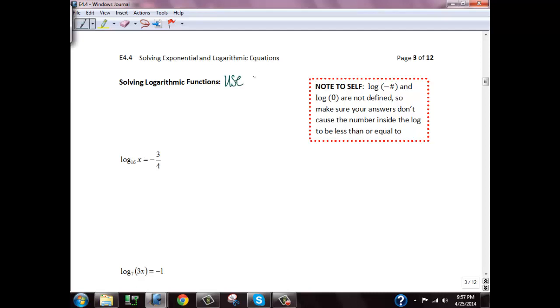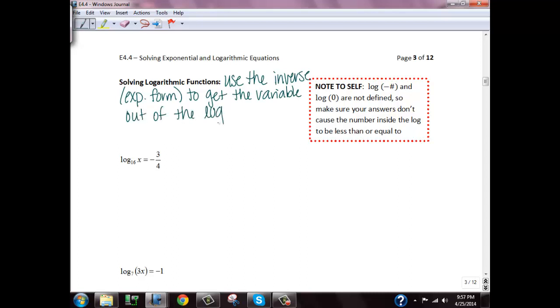So I'm going to say use the inverse, which is the exponential form, to get the variable out of the log. And I'll refer to this as changing forms. I probably have said this before and not really specified. When I say changing forms, I mean if it's in log form, we're going to change it to exponential. If it's in exponential form, we're going to change it to log form. Okay, so let's go ahead and look at some examples.